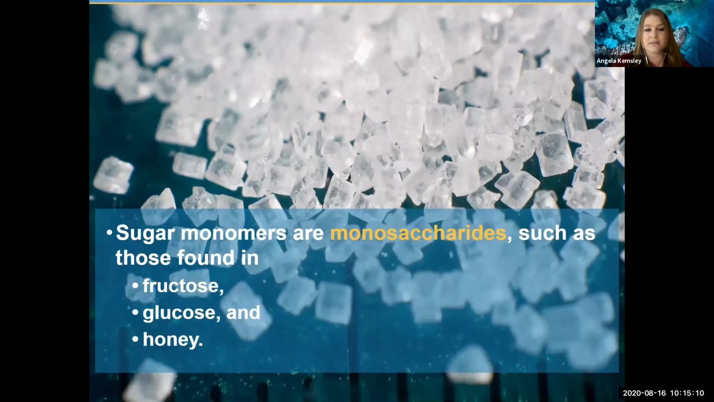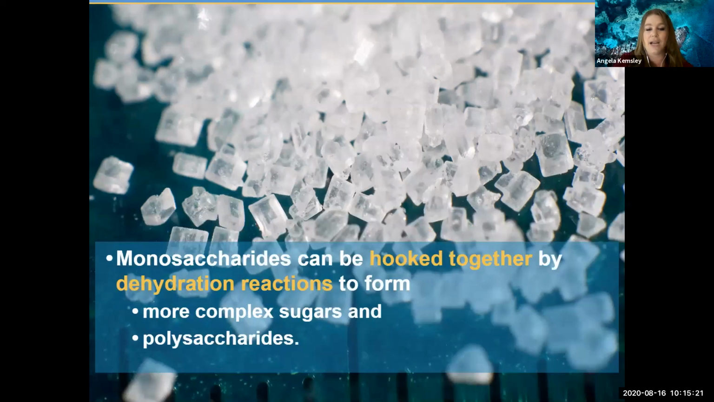So sugar monomers, each individual piece, are monosaccharides, such as those found in fructose, glucose, and honey. Monosaccharides can be hooked together by those dehydration reactions that we just talked about to form more complex sugars and polysaccharides. So again, think back, mono, like our monomers, that prefix mono means one. Poly means many. So just like monomer versus polymer, we have monosaccharides, which is basically one sugar, and our polysaccharides, which are the longer chains of sugars.